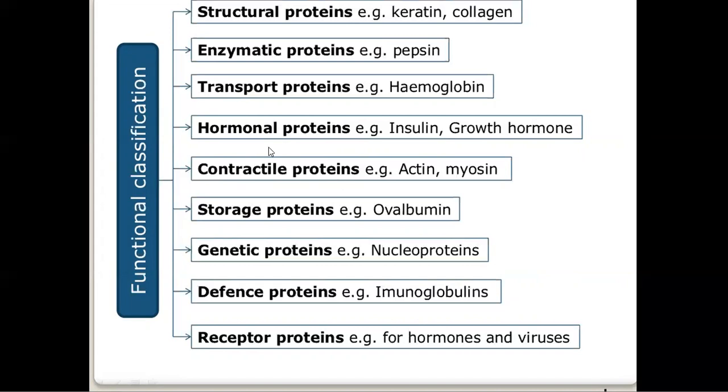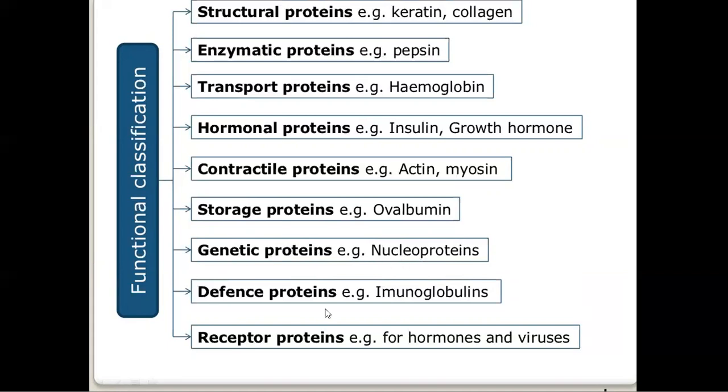Contractile proteins are present in muscle cells in the form of actins and myosins. Storage proteins are present in plant seeds and egg white. These storage proteins mainly store metal ions and amino acids, for example albumin. Genetic proteins, for example nucleoproteins, contain one or more long chains of amino acids, which are useful for DNA replication and gene expression.